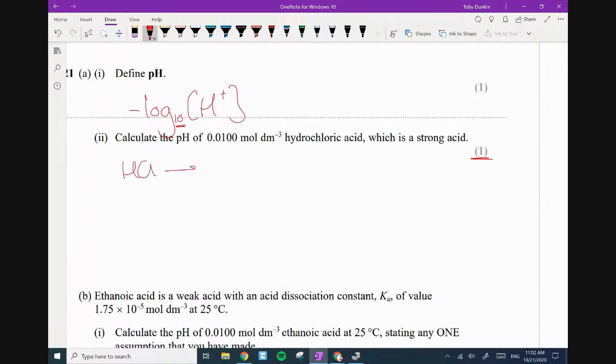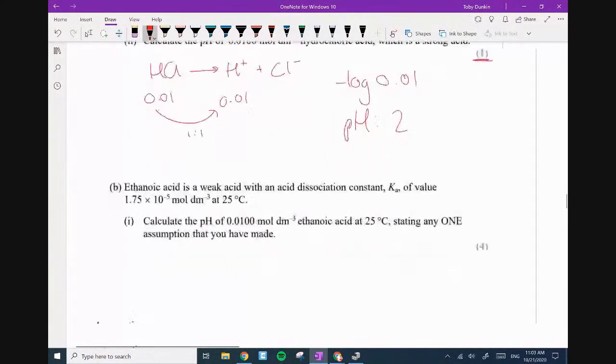HCl fully ionizes in water, which means the concentration of H plus is equal to the concentration of Cl minus, because it's a 1-to-1. So we just have to go minus log 0.01, and I get a pH of 2. There we go, pH 2.